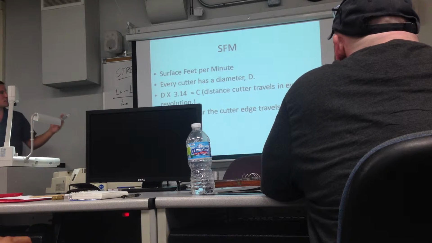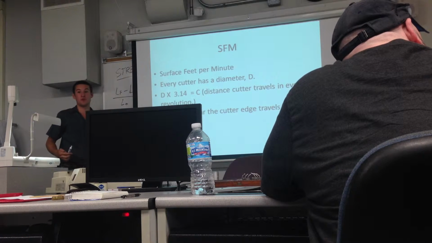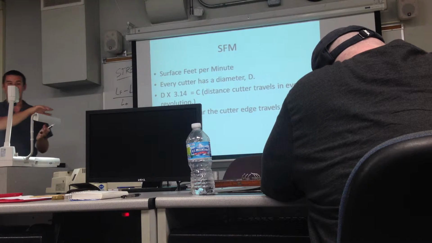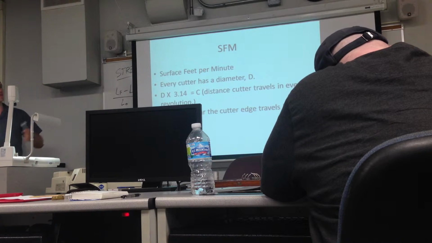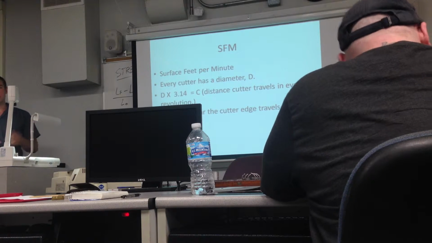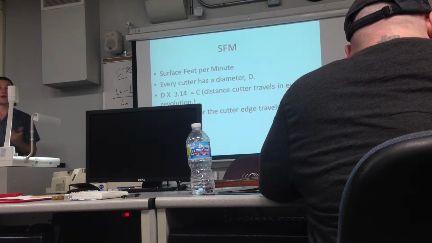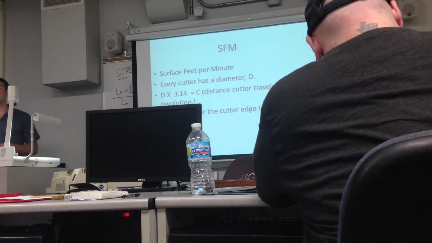And the surface speed per minute is just how far the cutter edge travels in 1 minute. So you're thinking about that cutter edge traveling a linear velocity in 1 minute. And that's what the surface speed per minute is. And you'll see on the chart anywhere from 20 surface feet per minute all the way up to 3,000 for some crazy materials.